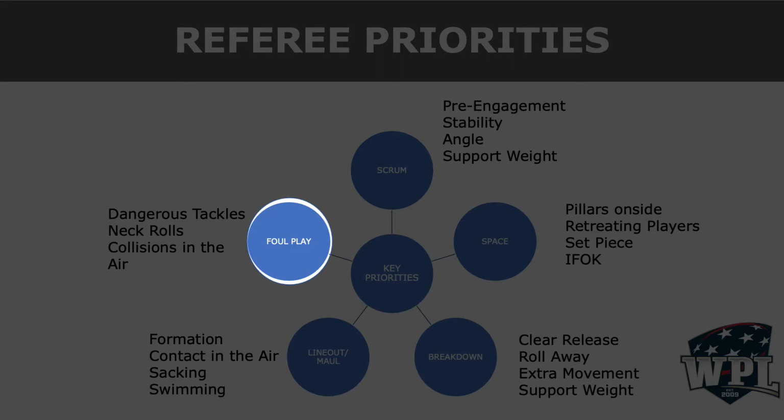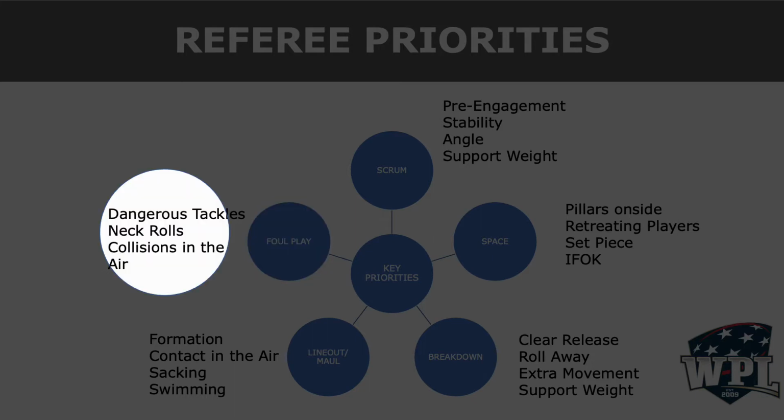Remember, our number one priority as referees is player safety. In this focus area, our key priorities are dangerous tackles, neck rolls, and collisions in the air. It's important that we have calibration around these items because a card can really impact the outcome of the match. Our job is to identify foul play when it happens and apply the correct process to get the right sanction.